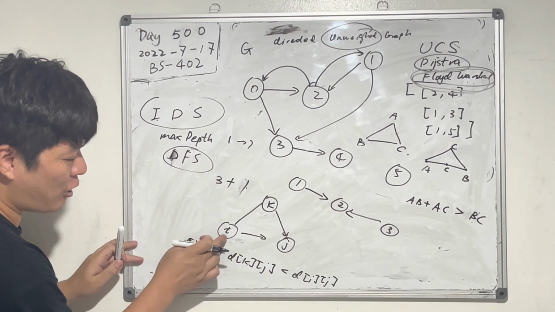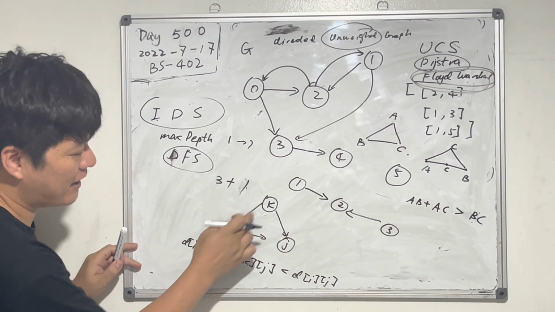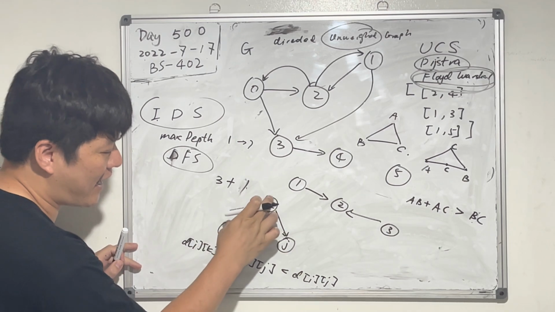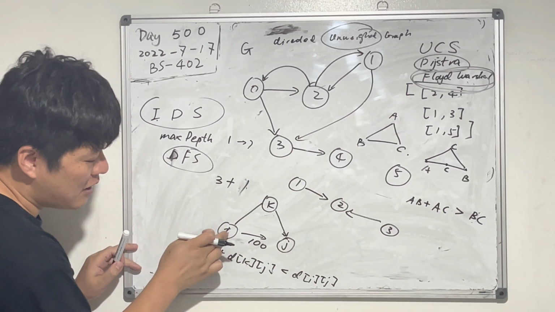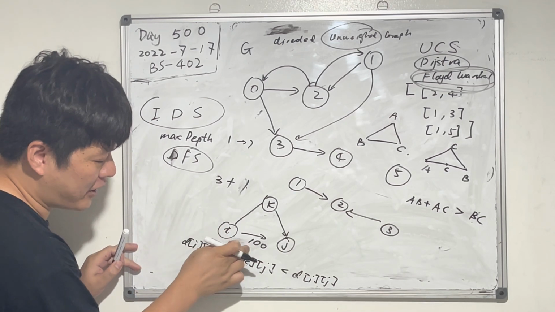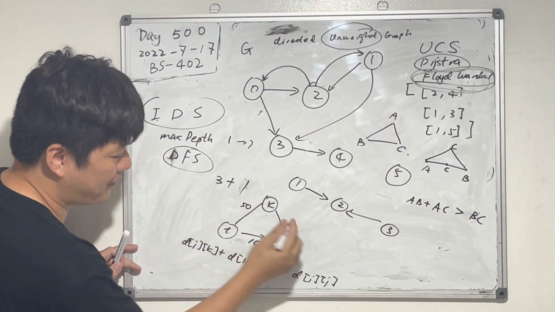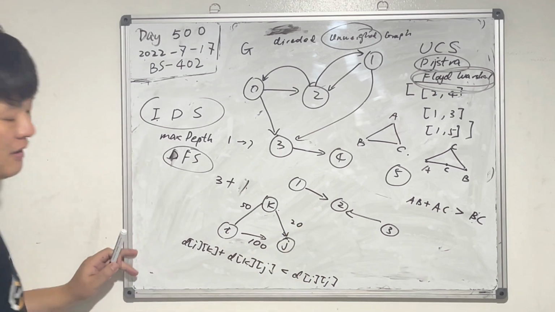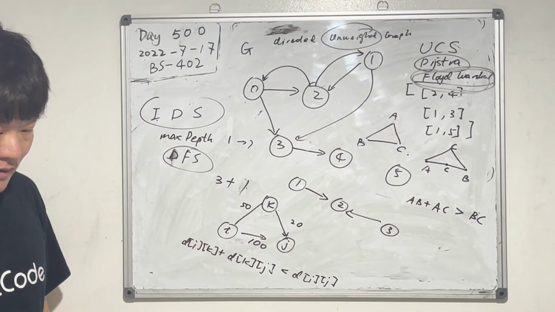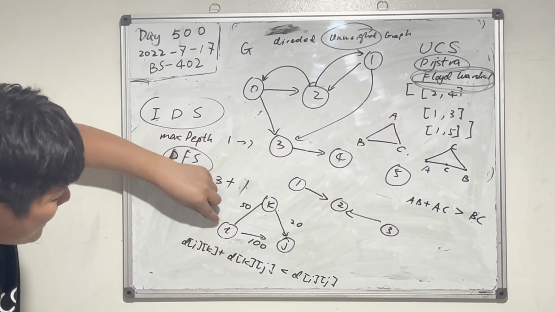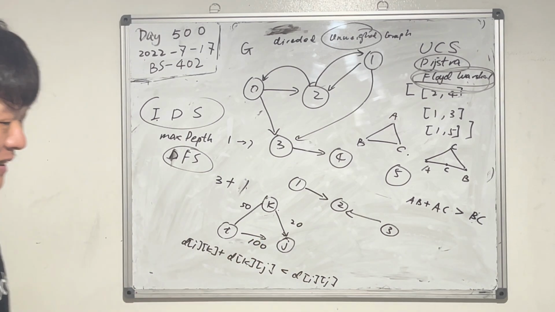What I'm saying is that the cost between I and J, we can find a shorter path by jumping to K. Say it takes 100 to travel from I to J. The cost to travel from I to K is 50 and K to J is 20. So which one is shorter from I to J? The top path, because 50 plus 20 is smaller than 100. This is what it means.